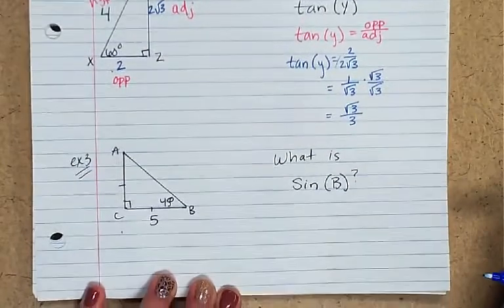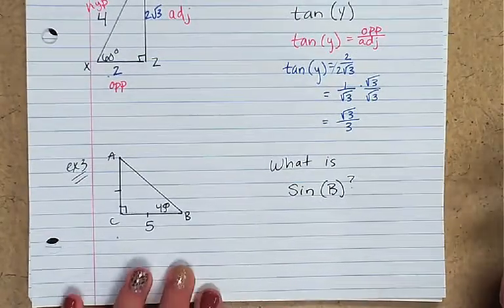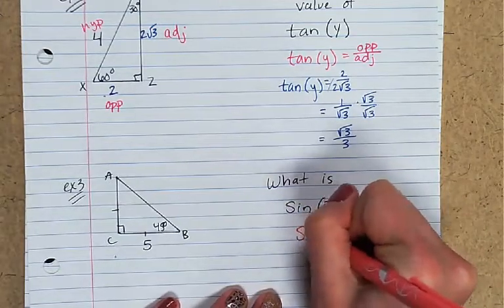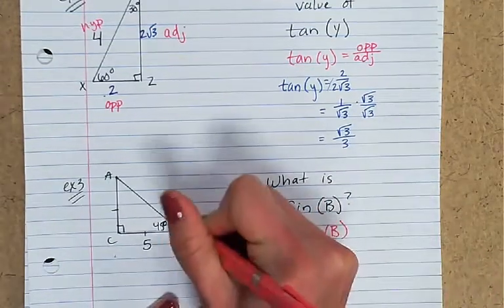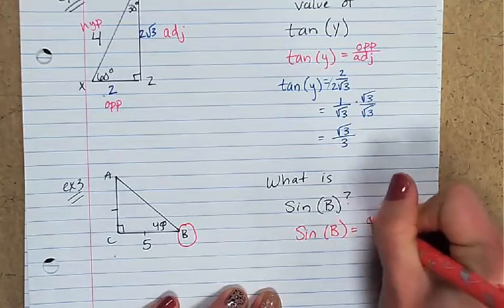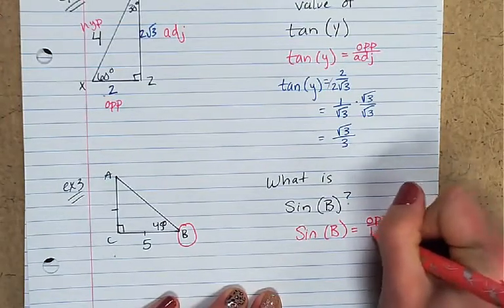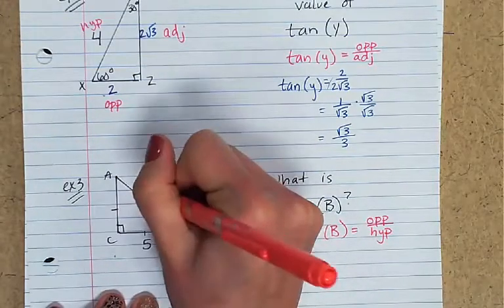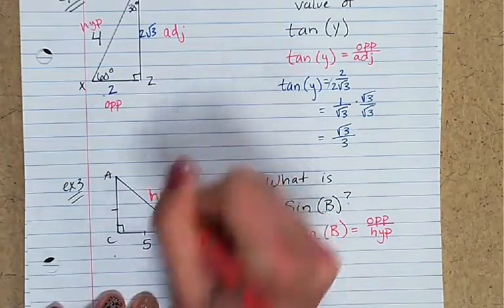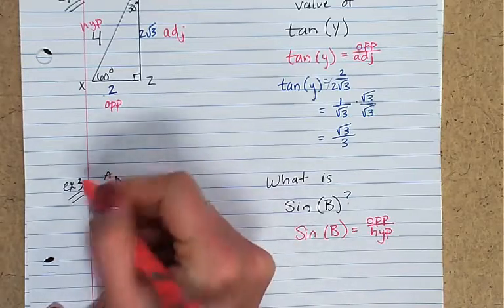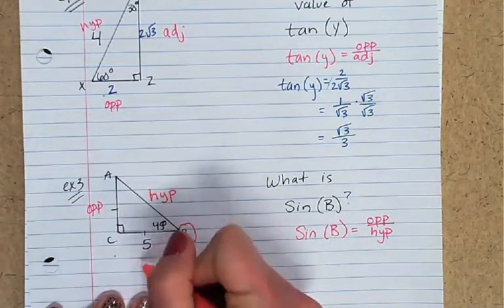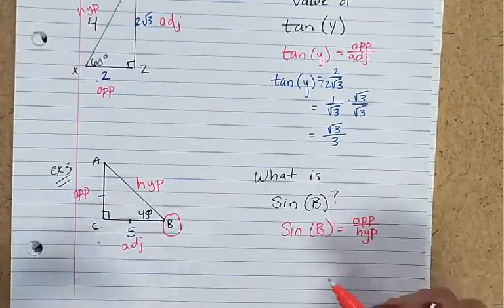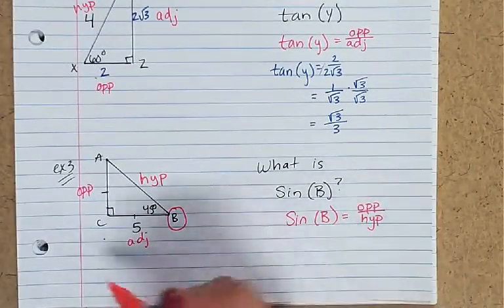Okay, so now one with a 45, 45, 90 triangle. So we want sine of angle B. There's our reference angle. Sine is opposite over hypotenuse. Okay, so here's our hypotenuse, always across from the right angle. Opposite is over here. Adjacent is touching B right here. So opposite over hypotenuse. Again, we don't have any of those values.